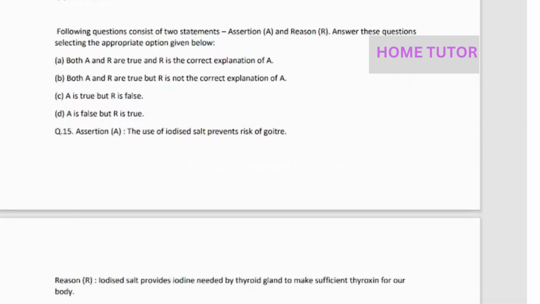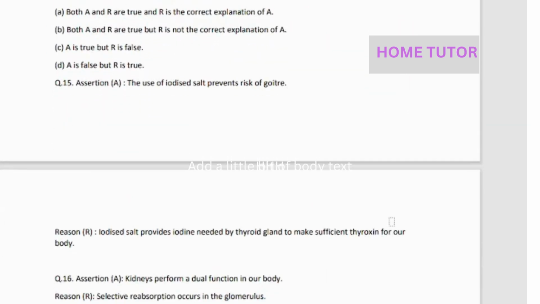Next, assertion and reason based question. Question number 15. The use of iodized salt prevents the risk of goiter. The assertion is correct, and the reason is iodized salt provides iodine needed by the thyroid gland to make sufficient thyroxine for our body, and the reason is also correct. So, reason is the correct explanation of assertion. So, both A and R are true, and reason is the correct explanation of assertion. So, the answer is option A.